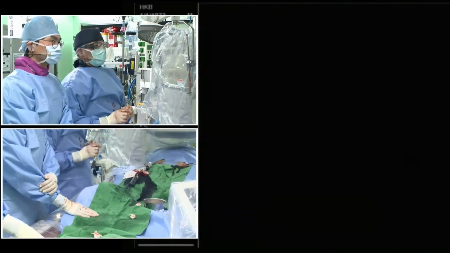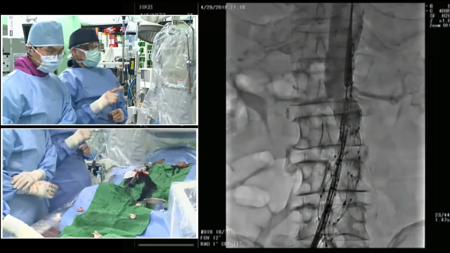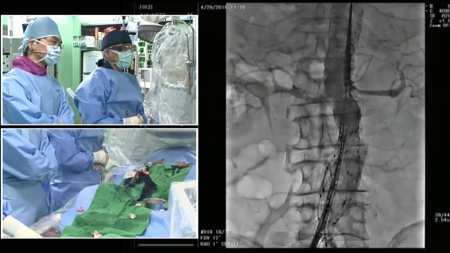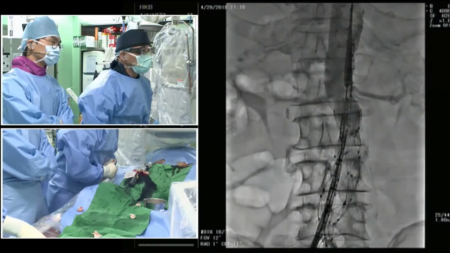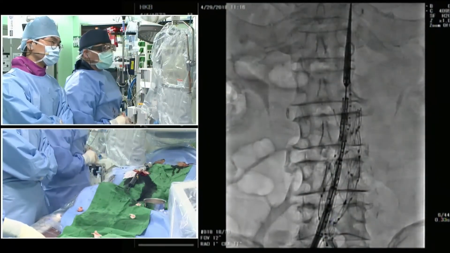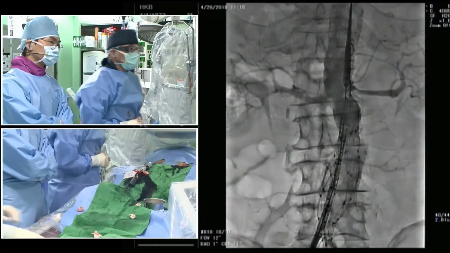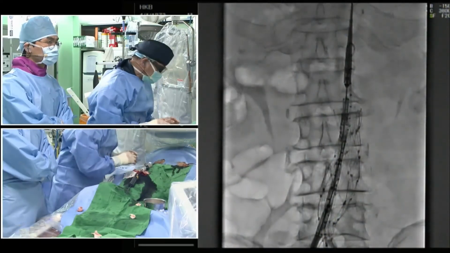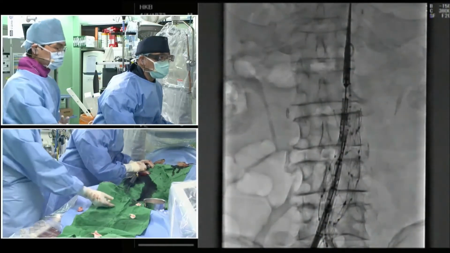Okay. The right renal artery is positioned a little bit lower than the left side. Just slightly, yes. We see that. And I think, okay, so we will go up a little bit higher with the whole device.